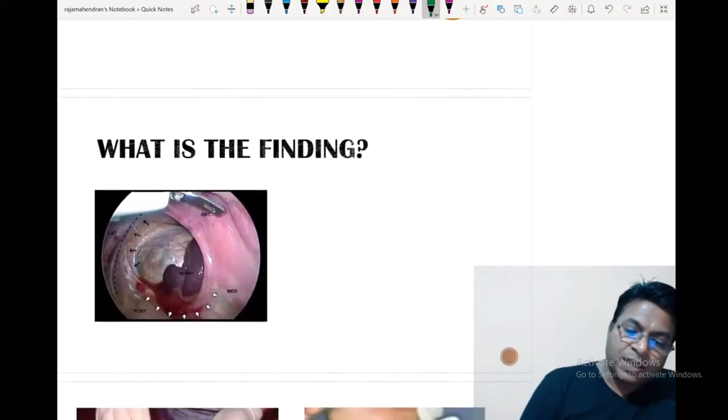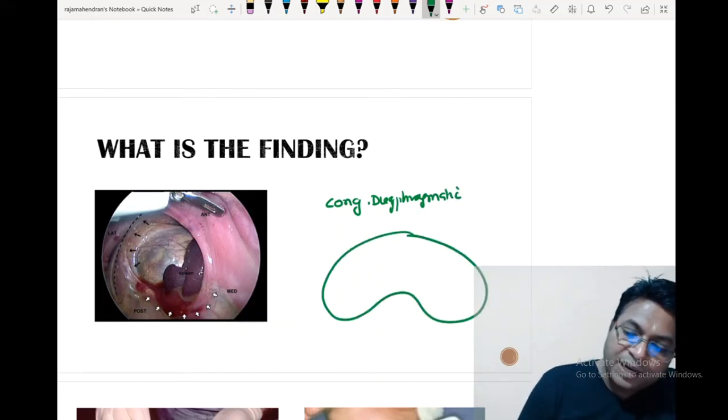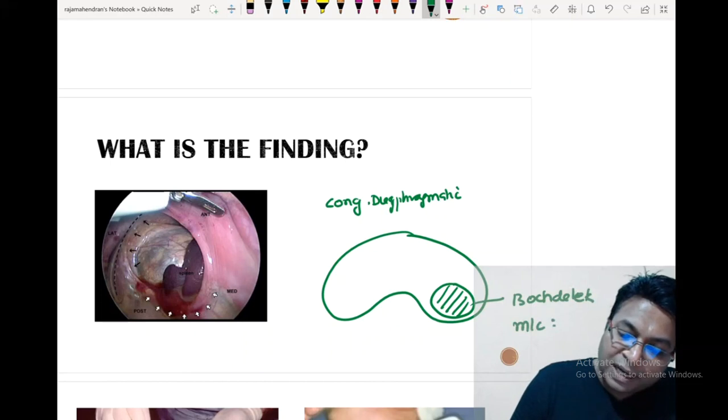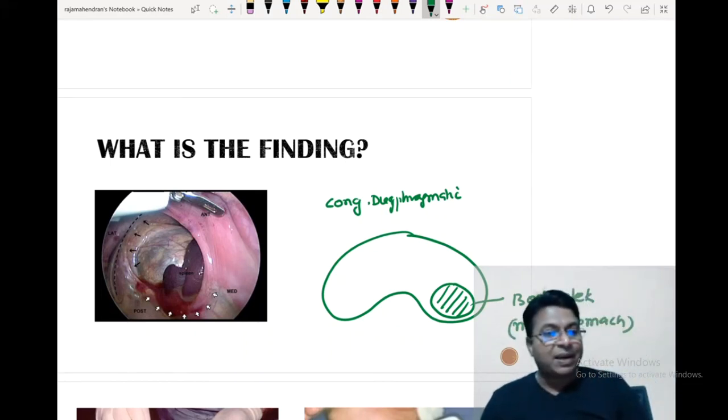What is this finding? Pediatric surgery question. This is a picture showing you congenital diaphragmatic hernia. What is the name of the hernia? The most common hernia is the defect in the posterior part of the diaphragm known as Bochdalek hernia. This is a Bochdalek hernia. The most common content to go inside is the stomach. This is a Bochdalek hernia with the stomach as content.